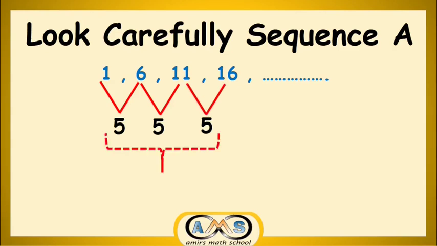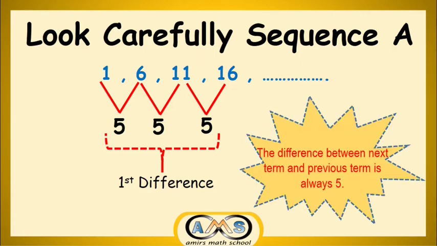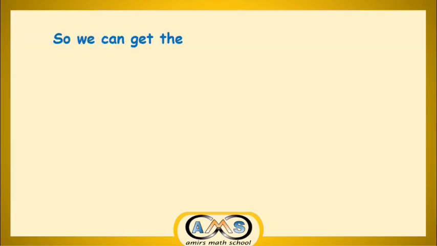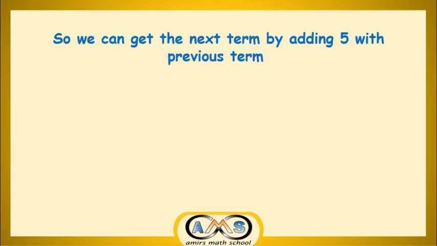This difference is called the first difference. For sequence A, the first differences are equal. So we can say the difference between two consecutive terms is always 5. If the first differences of any sequence are equal, that sequence is called a linear sequence. In this case, sequence A is a linear sequence. So we can get the next term by adding 5 to the previous term.